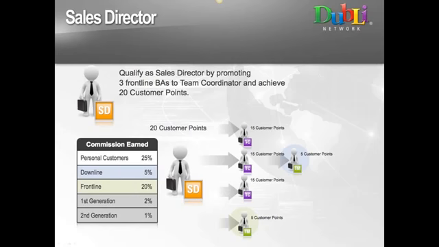Now, what we've done here is, again, if you were graphing this out, the sales director would have 3 personally enrolled, that's these team coordinators. They have 3 personally enrolled, which would be their team leaders. They have 3 personally enrolled, which would be the team members. And this, again, if you add all those numbers up, in a perfect world, that's 39 people to get the sales director.